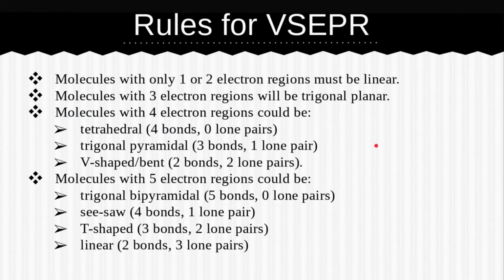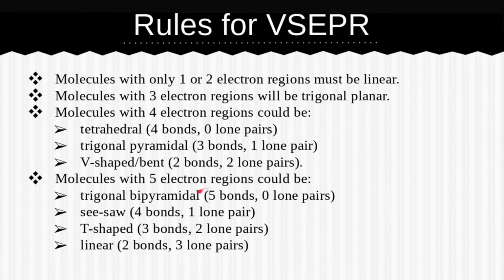So just a few rules for VSEPR. First of all, if there's only one or two electron regions in the molecule, it must be a linear molecule. If the molecule has 3 electron regions, it will be trigonal planar. If it has 4 electron regions, we start to have options. So we have tetrahedral, trigonal pyramidal, and V-shaped or bent. And these depend on the number of bonds and the number of lone pairs that each has.